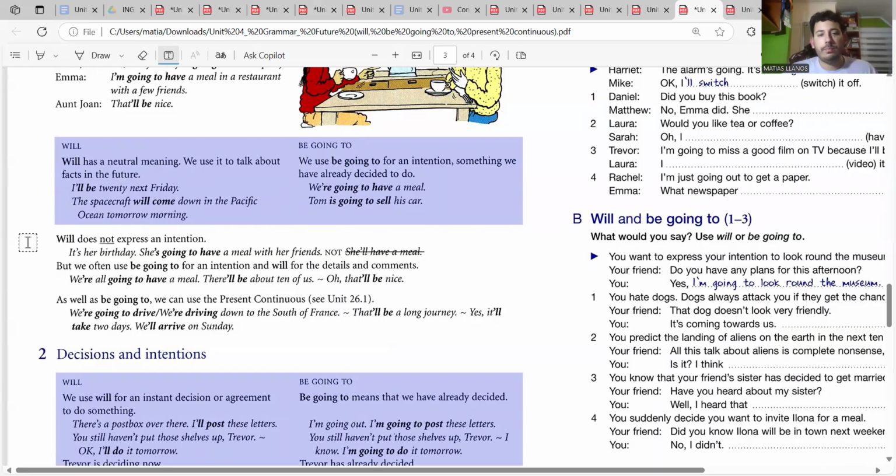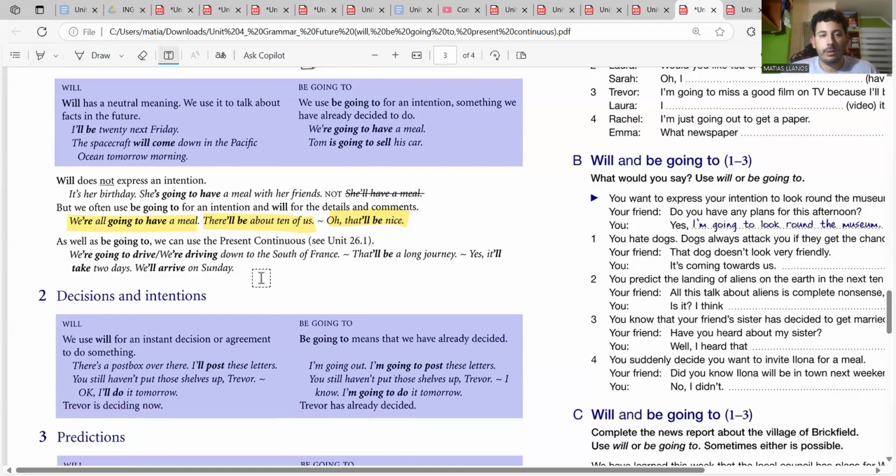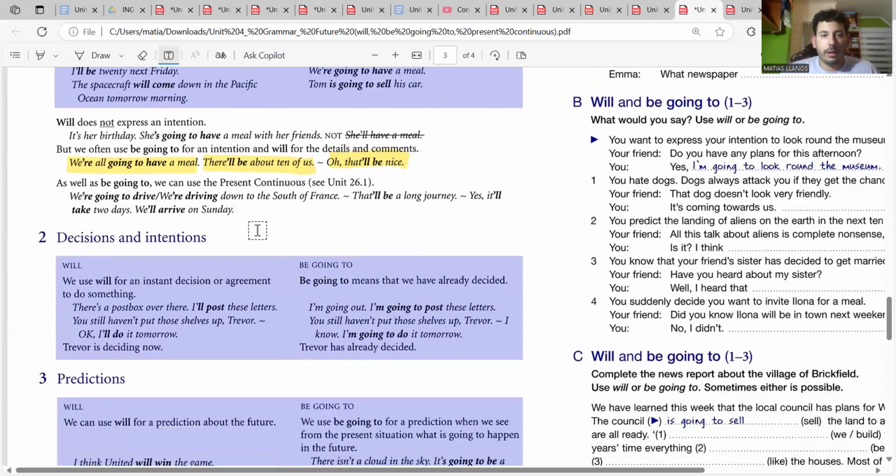We use be going to for an intention, as I said. Normally we use will for comments or details. This example is very good. We are all going to have a meal. There'll be about 10 of us. Oh, that'll be nice. So it's a detail and this is a comment. And this is the intention. So this is very clear about how to use will and be going to.